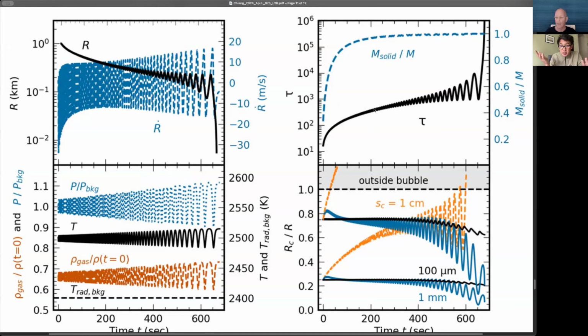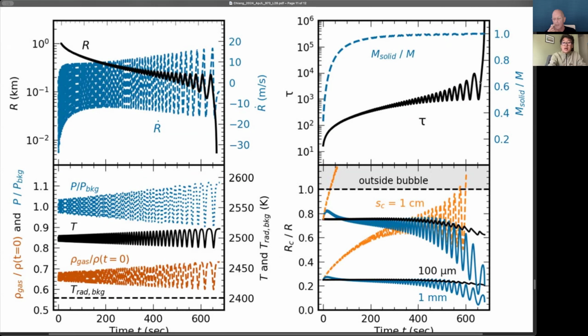The gas has no optical depth, not in the continuum anyway. So this is just the continuum optical depth. It's really just the geometric optical depth of the bubble. It's all these particles. I'm keeping track of how many particles are condensing. And so you can just see the bubble just gets thicker and thicker. Very cool.